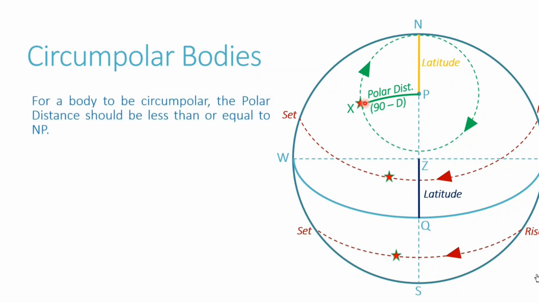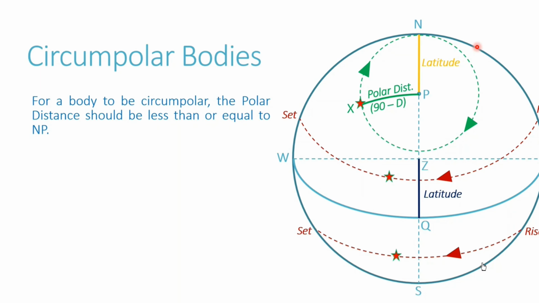Now we can clearly see in this particular diagram that for a particular body to be circumpolar, the polar distance of the body, which represents the radius of the declination circle, should always be less than or equal to NP. If the polar distance is more than NP, then you can clearly see from the diagram that the declination circle will go beyond the horizon of the observer. It will go below the horizon of the observer, making the body not a circumpolar body.